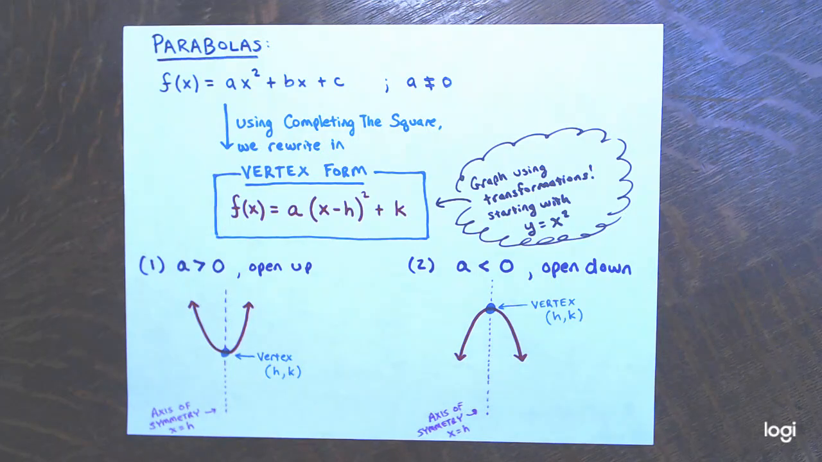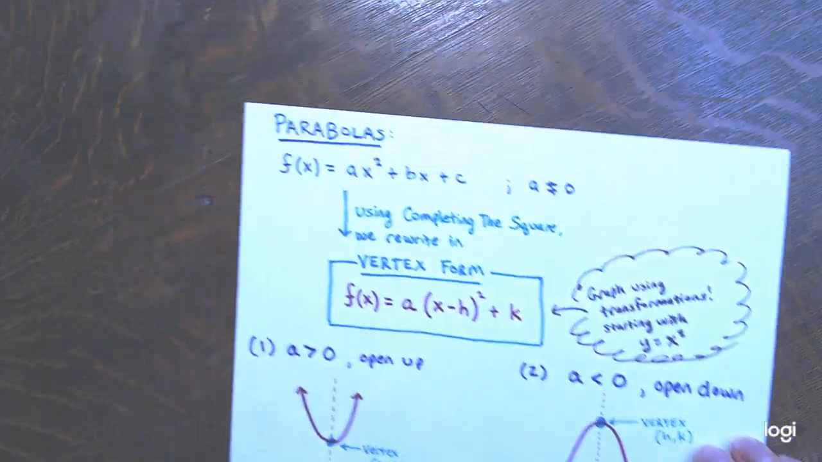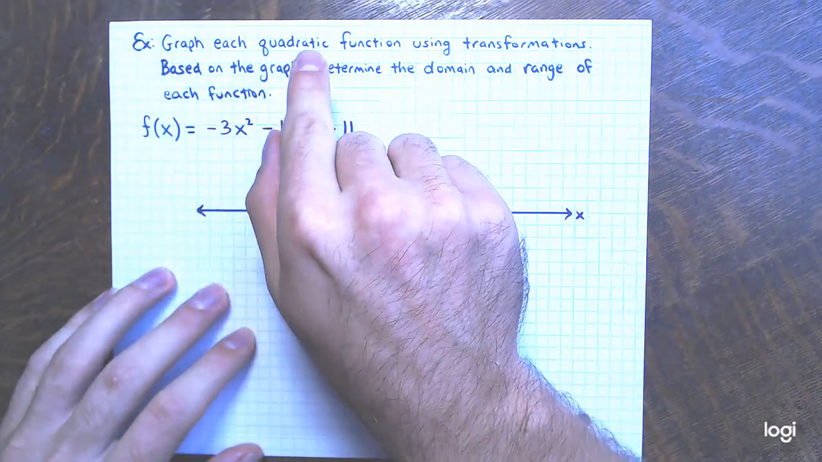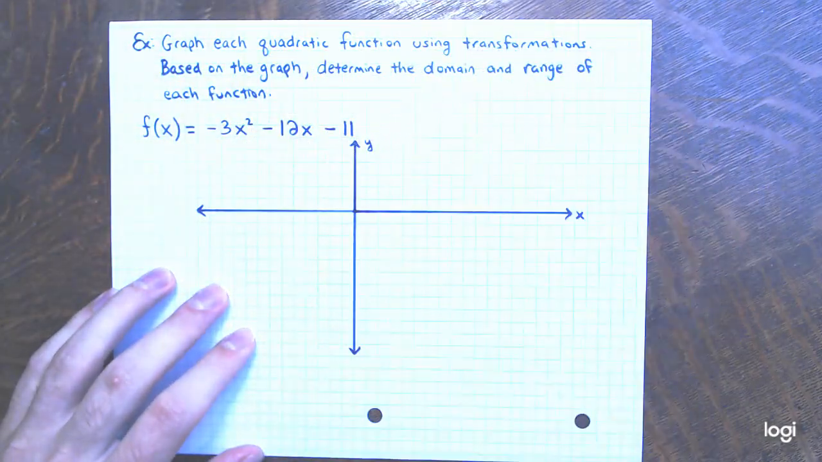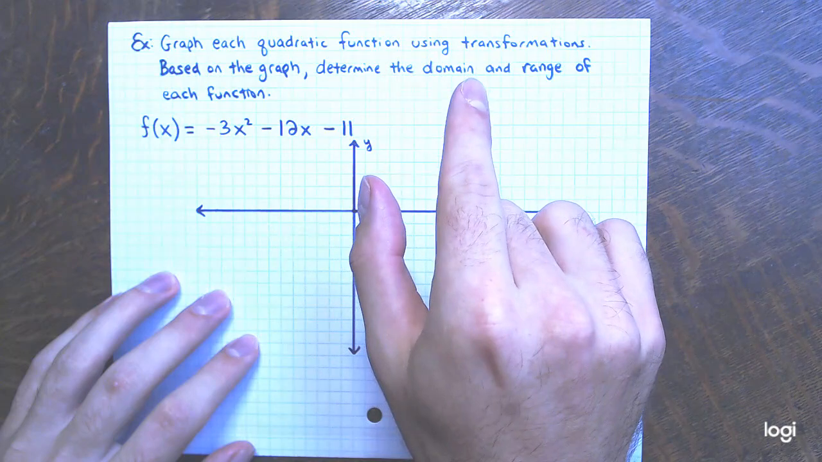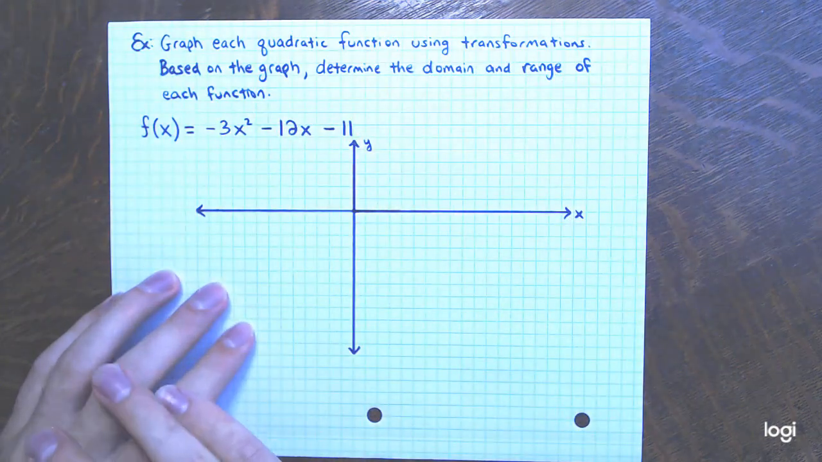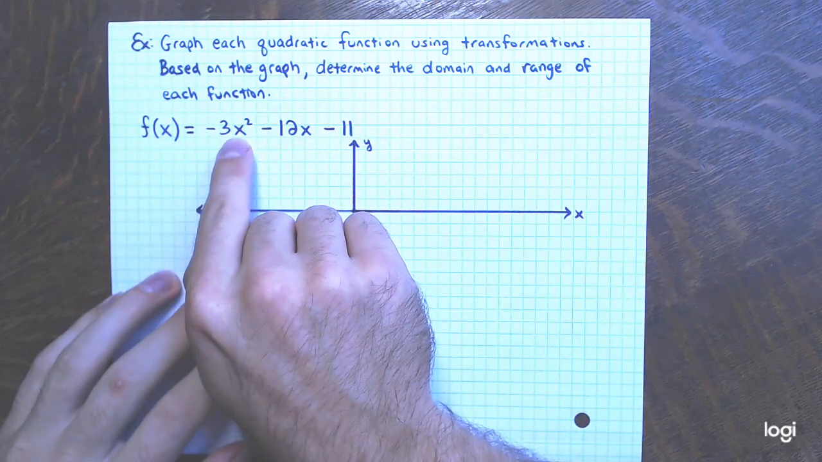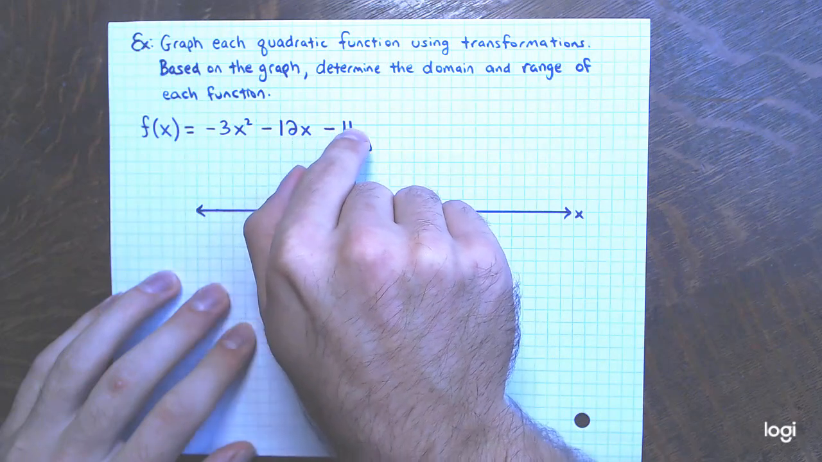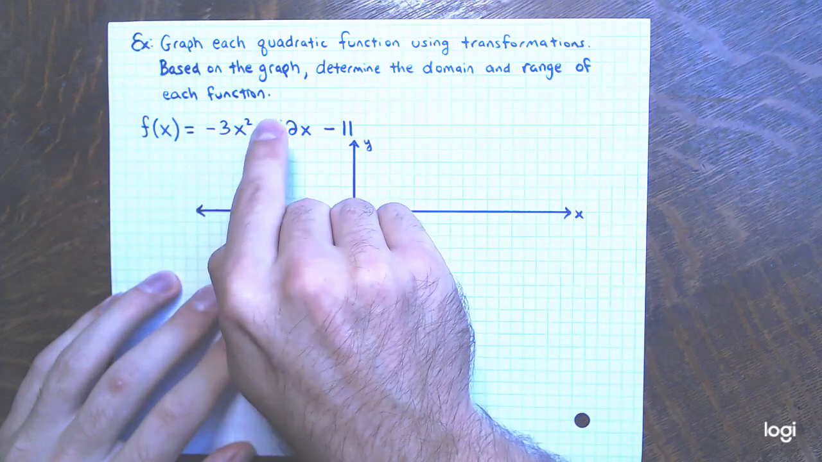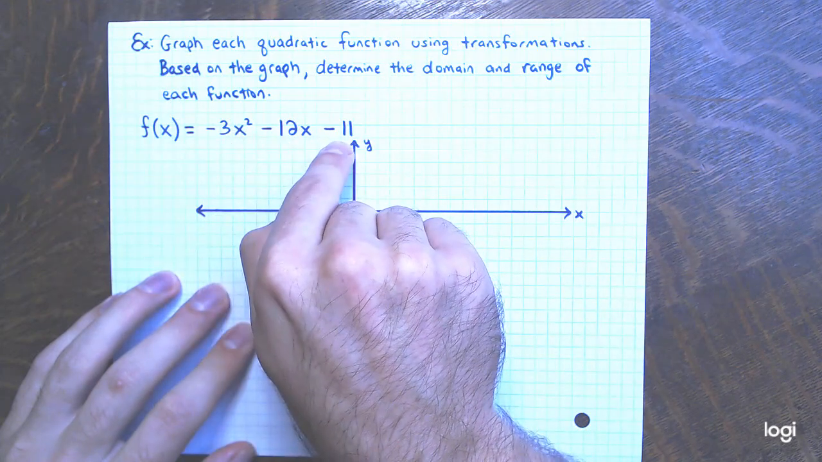Okay, so I have two examples for you. In each of these examples, I'm asked to do the same thing. I'm asked to graph each quadratic function using transformations, starting with y equals x squared, and then afterwards, based on the graph, determine the domain and the range of each function. So here I have f of x equals negative 3 times x squared minus 12x minus 11. So this is that ax squared plus bx plus c form, where a is negative 3, b is negative 12, and c is negative 11.